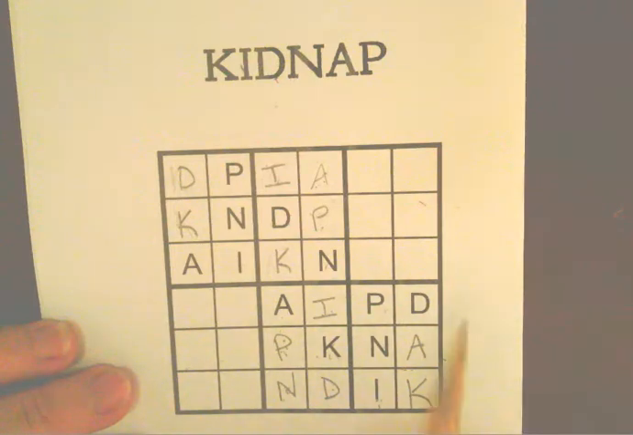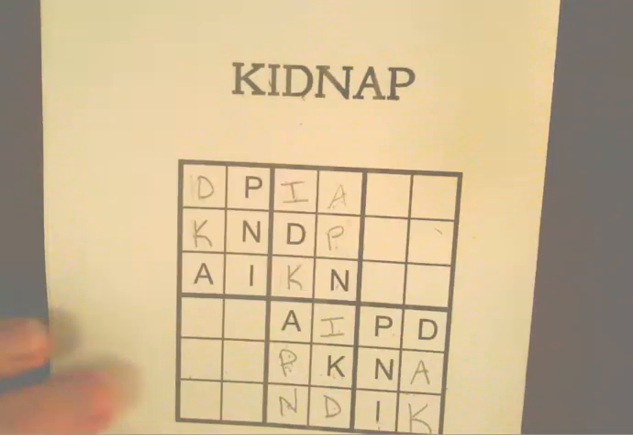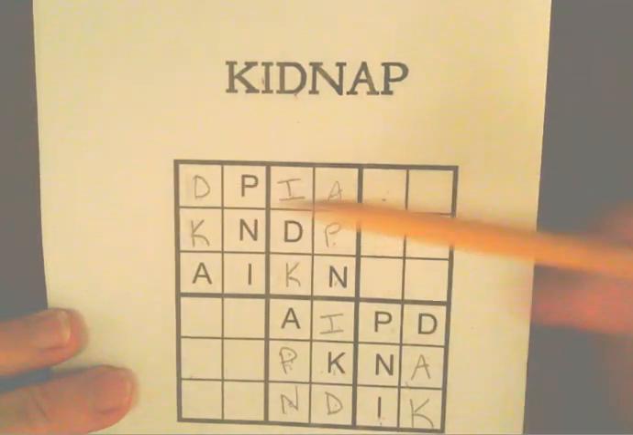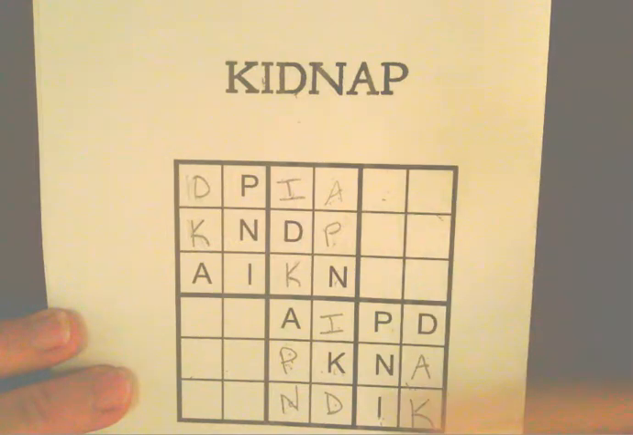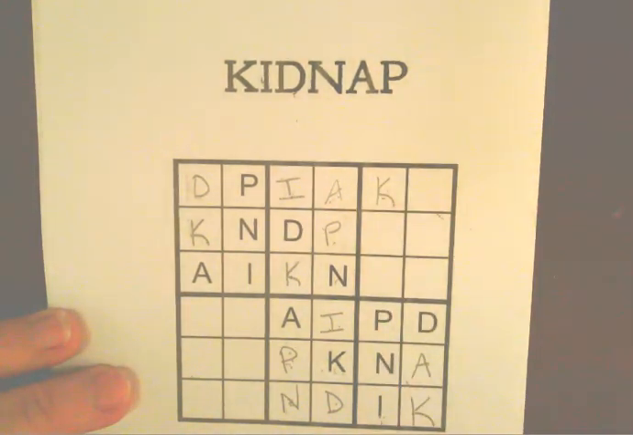All right, now I'm going to be brave and do this box up here. Okay, so I'm going to start with my K. Thinking, can I put him right here? Do I have any other K's right here? Nope. Do I have any others right here? Nope. So I'm going to maybe get lucky, and that's where my K goes.